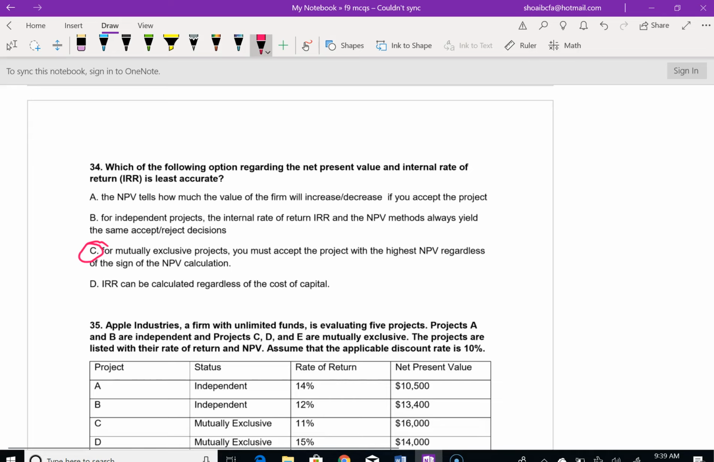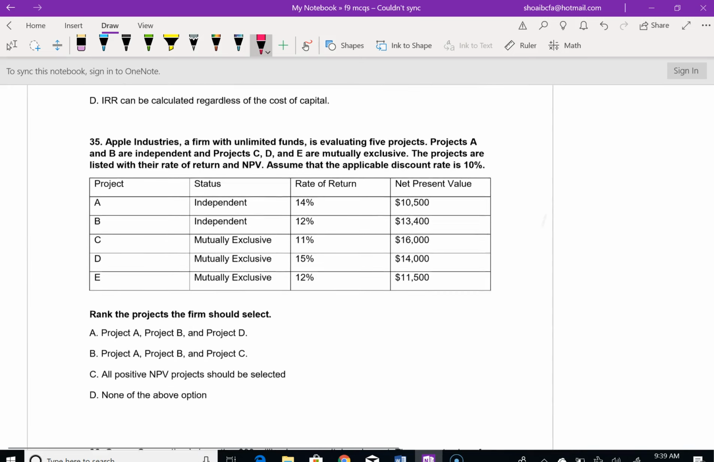Okay, IRR can be calculated regardless of the cost of capital. Yes, if no cost of capital is given, still you can calculate the IRR by assuming two different rates and calculating the NPV using those two different rates. It can be possible. Question number 35.